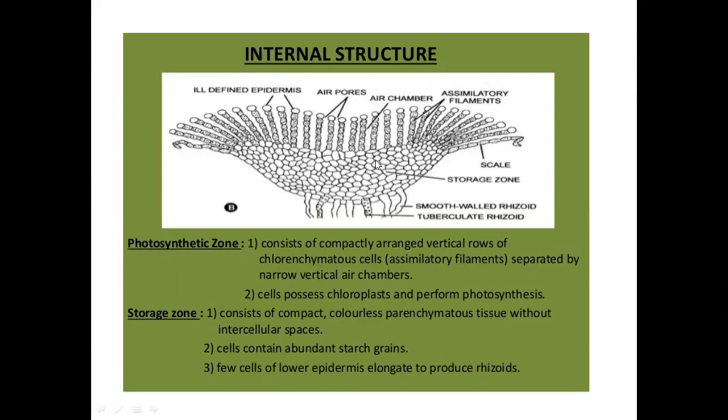The storage zone consists of compact, colorless, parenchymatous tissue without intercellular spaces. The cells contain abundant starch grains. A few cells of the lower epidermis elongate to produce rhizoids.